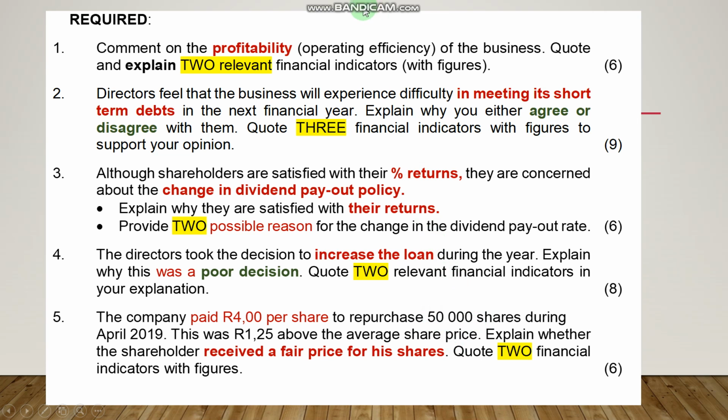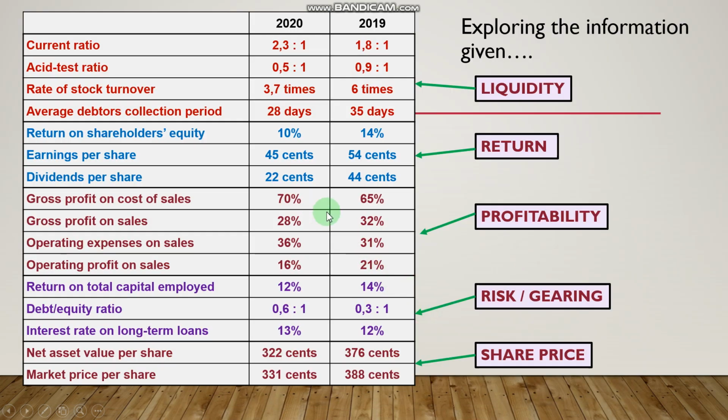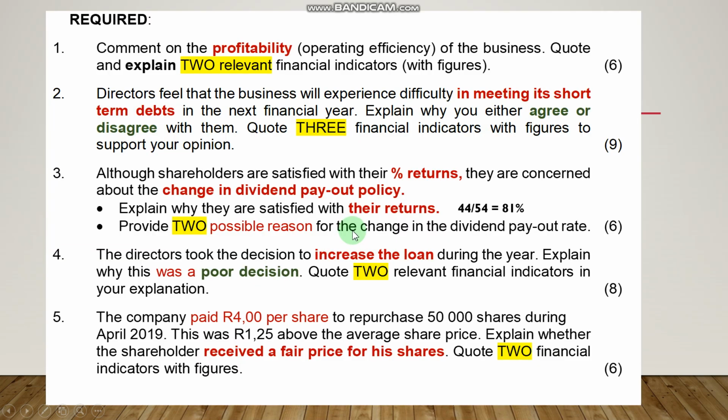So clearly, looking at the way the questions are structured, there's many clues as to which category of financial indicators you would use, and they also are very specific as to the number of financial indicators that you must quote, and you must also show the trend. Remember, you must show the trend, and in some cases you do a calculation, like in number 3, where I've got the dividend payout policy. I want you to comment on that. It's not given on the list. I need to do a calculation to get that one.